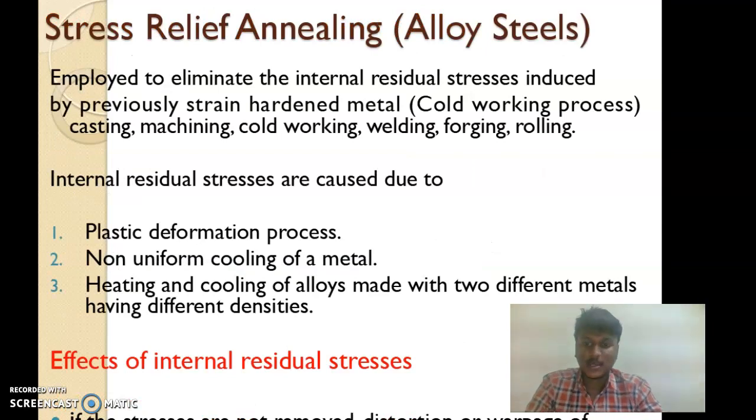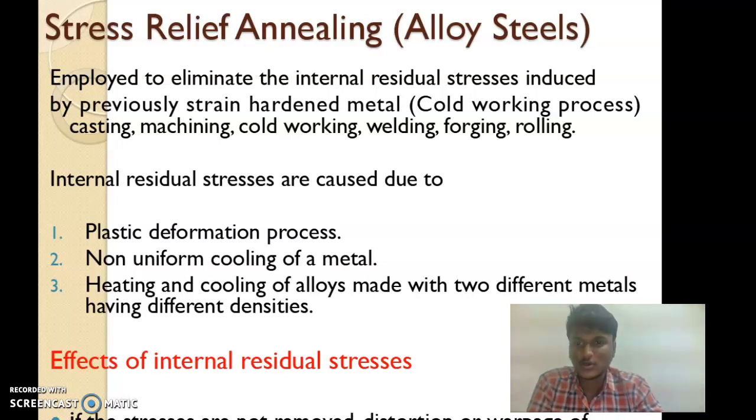And our next type of annealing is stress relief annealing, employed to eliminate the internal residual stresses induced by previous strain hardening of metals. Strain hardening is nothing but the cold working process, in which the metal is processed below the recrystallization temperature, mostly to obtain specific shapes and sizes. So, this stress relief annealing is done to relieve the stresses induced during cold working processes, which are done to the castings, machining, cold working, welding, forging, rolling.